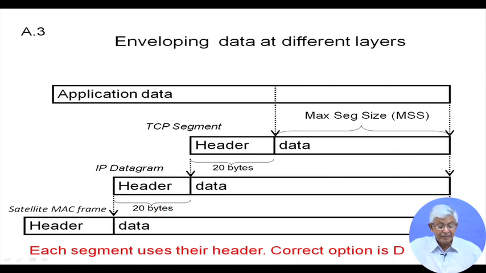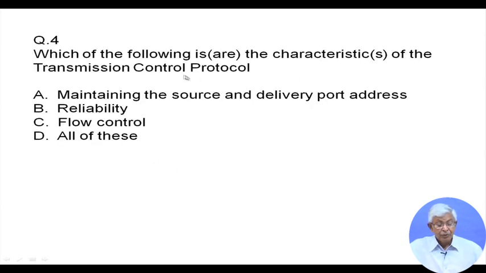Next, which of the following are the characteristics of the Transmission Control Protocol, TCP? Which of the following are the characteristics? Is or are, it can be one or more. Maintaining the source and delivery port address, reliability, flow control, all of these.